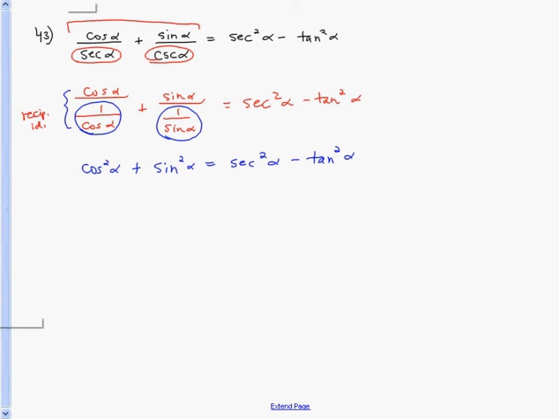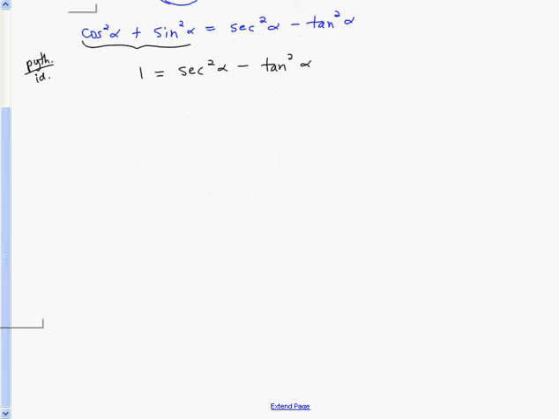Okay, so now the big question is, how do I link these two? Here's what I know, and this is very simple stuff. By the Pythagorean identity, I know that cosine squared of alpha plus sine squared of alpha is 1. And likewise, I'm going to do a side note down here.